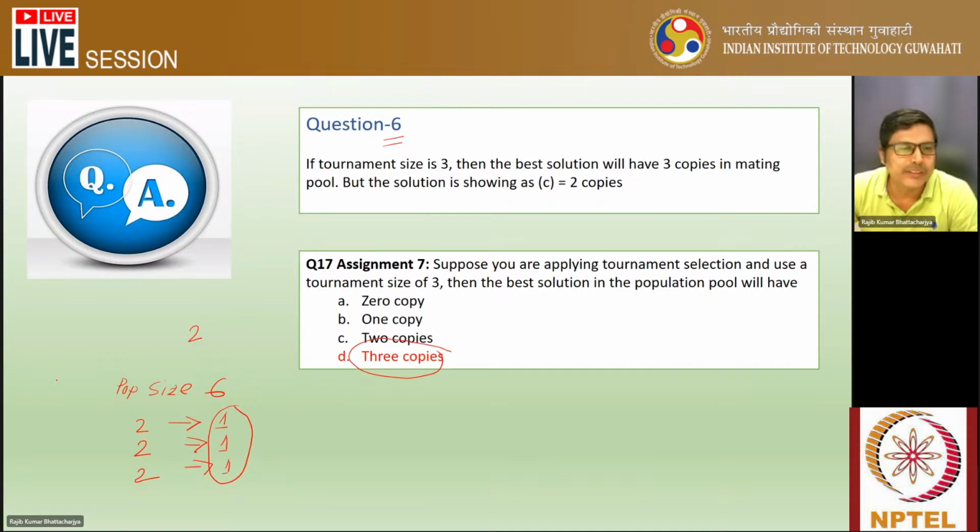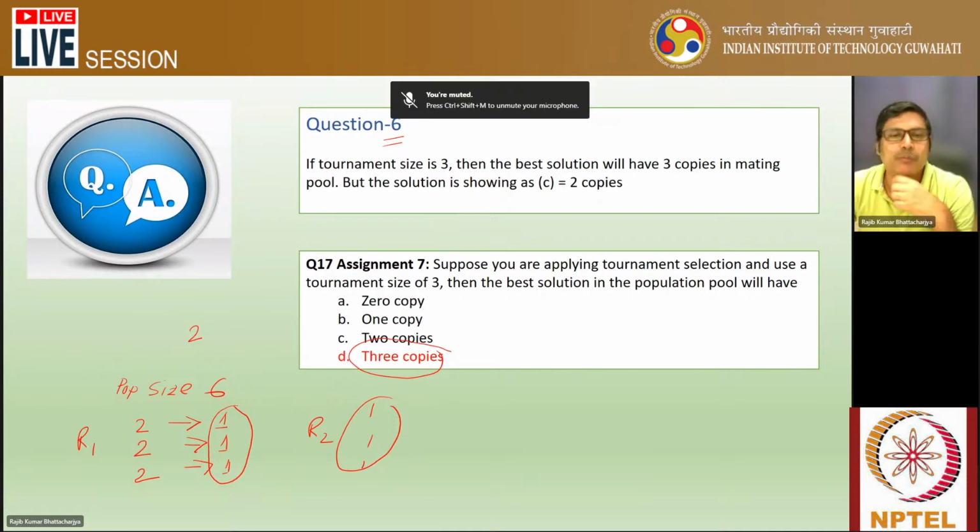So basically you are getting 3 solutions in 1 round. This is your round 1. Now in round 2 you have to play again, so you will get another 3 in round 2. Therefore the best solution will win the tournament both times, so it will have 2 copies.